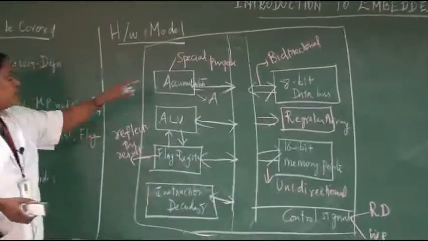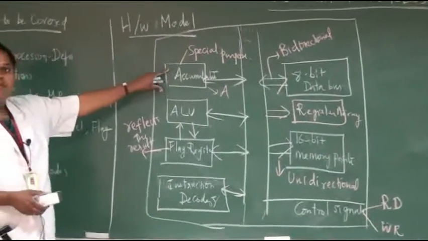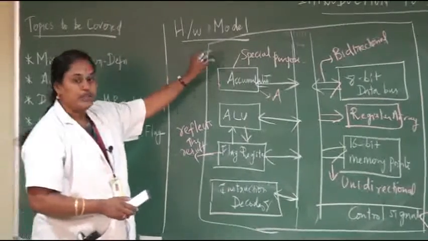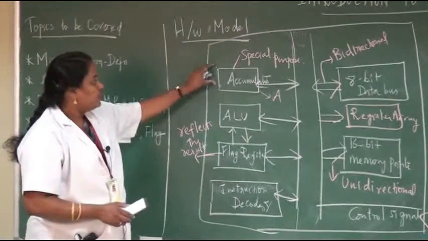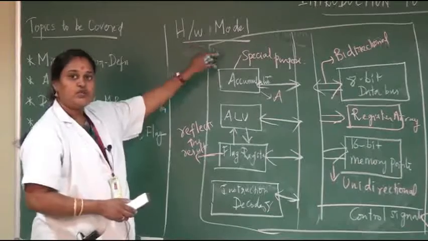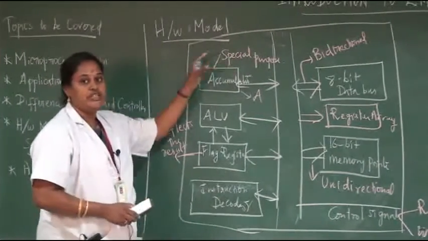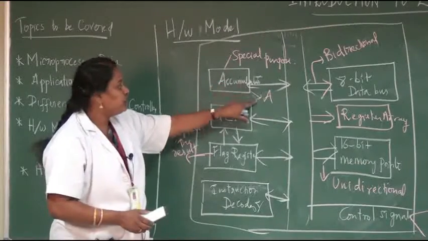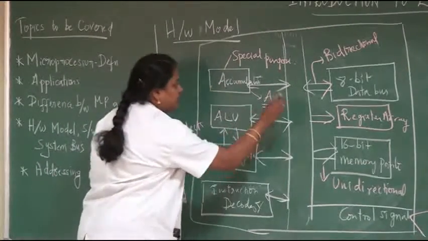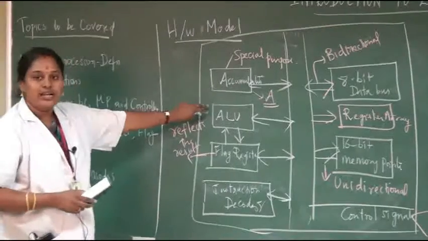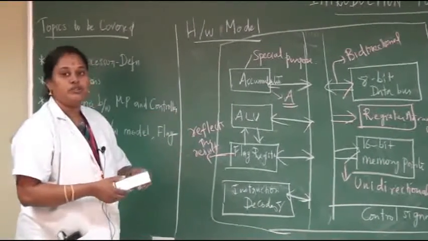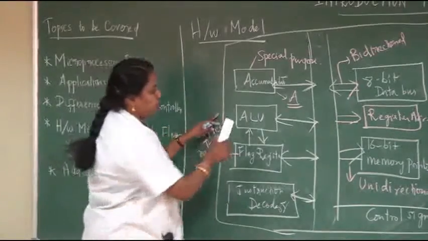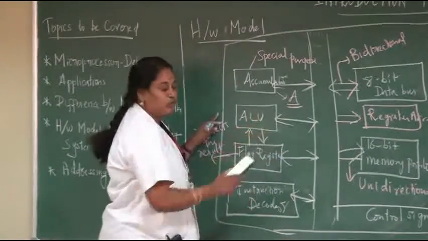So the accumulator is a special purpose register which is going to store one of the operands of the arithmetic operation, as well as it is going to store the result of the arithmetic operation. That is why we refer to the accumulator as a special purpose register, and it is denoted by the letter A. And the next is ALU. ALU is the heart of the processor which is going to process the data using the instructions given to it with the support of the register array available in the processor.